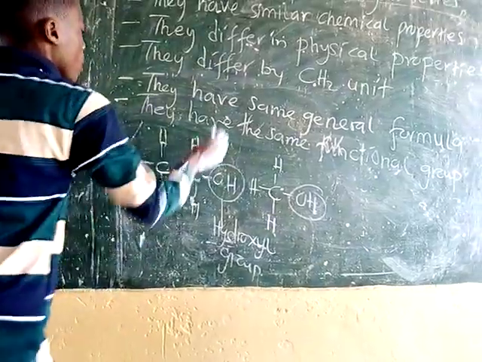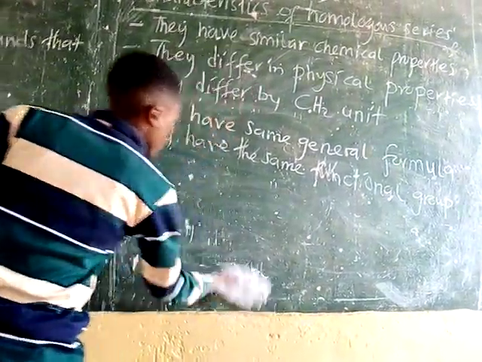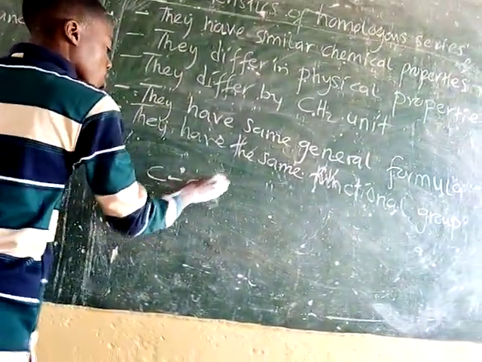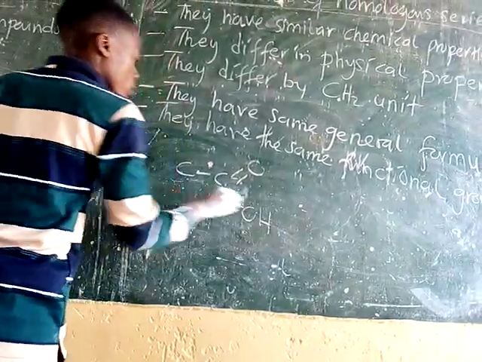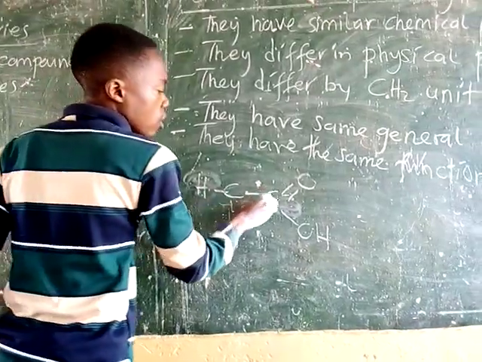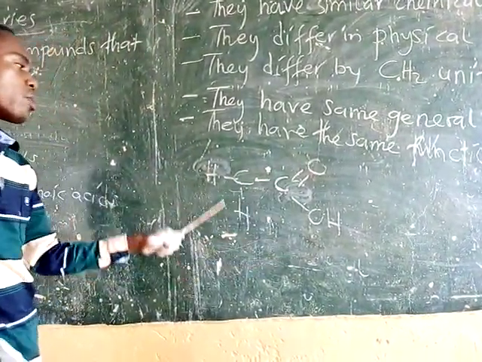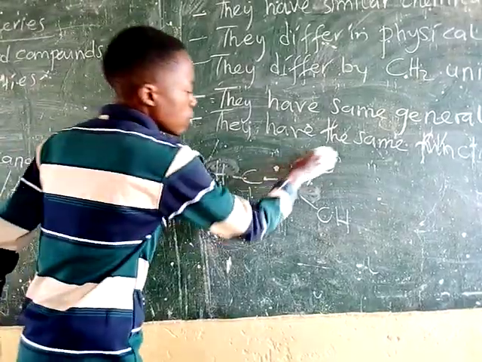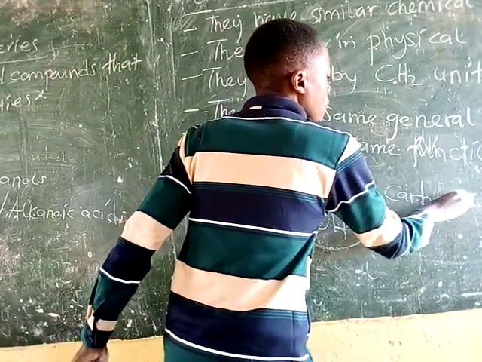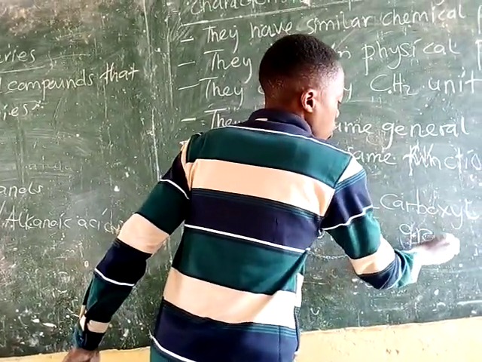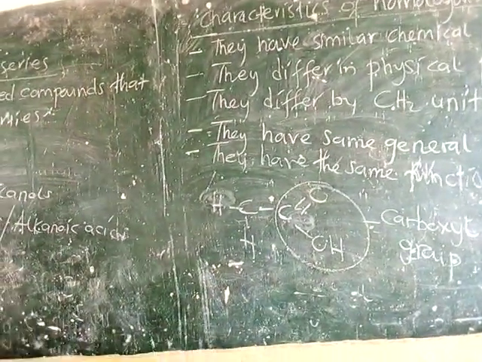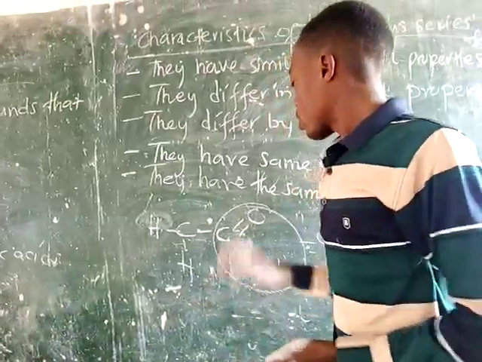But if you come across a compound being written this way, like this, and you are asked to say to which family of homologous series this compound belongs, you look at the functional group. This is the functional group. The name of this functional group is the carboxyl group. And this functional group belongs to alkanoic acids or carboxylic acids. So the homologous series. Okay, thank you very much.